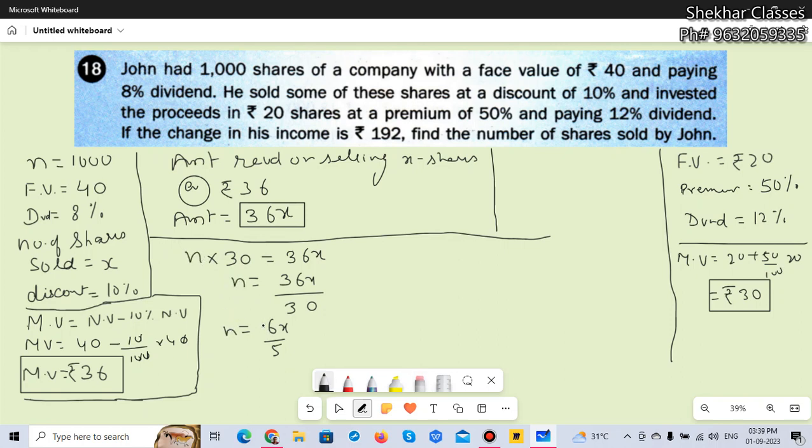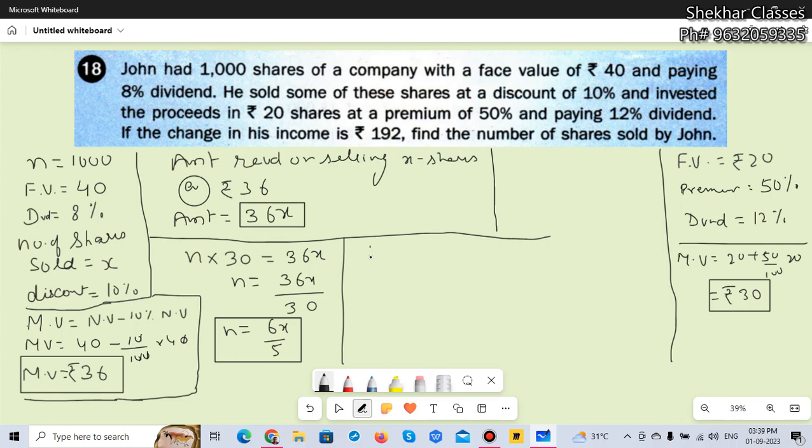N will be how much? 6x upon 5 shares he has bought. Fine. So the number of shares he has bought is 6x upon 5. Now the question arises: if he has bought these many shares of the one which has a face value of 20 rupees, then what is the dividend that he will be getting?